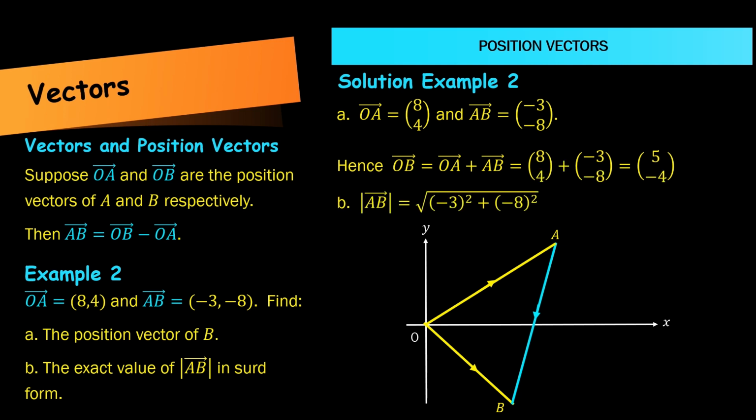And now for part B. The length of AB, using Pythagoras, is -3 squared plus -8 squared, all square rooted, which gives us the square root of 73.